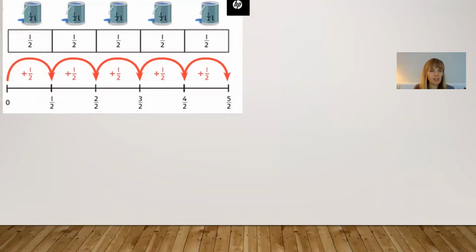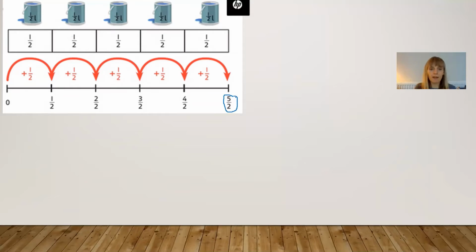Here we go. This is showing you it with a picture. Each can at the top is half a litre, which we can then see in our bar model. This is showing it, first of all, as just adding half each time. So we've got 1 half, 2 halves, 3 halves, 4 halves, 5 halves. And the way that this has been written here is called an improper fraction.